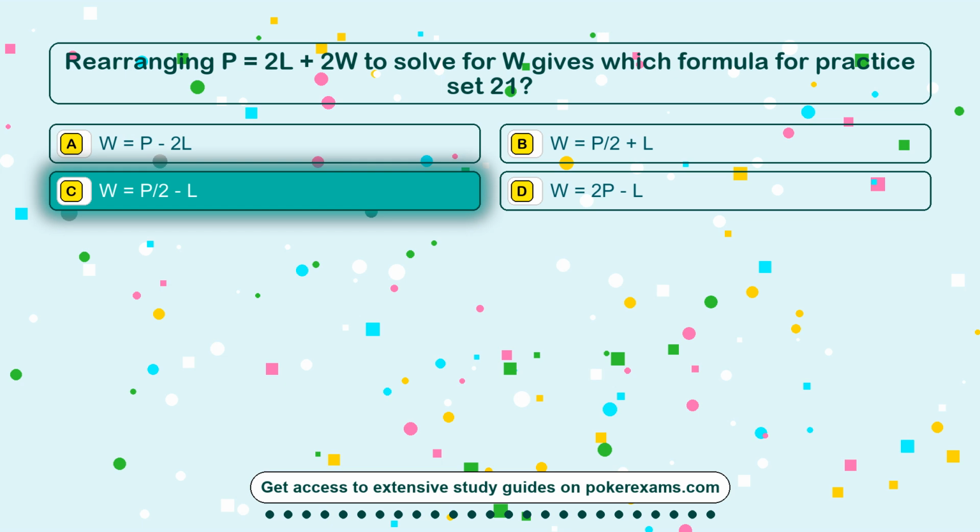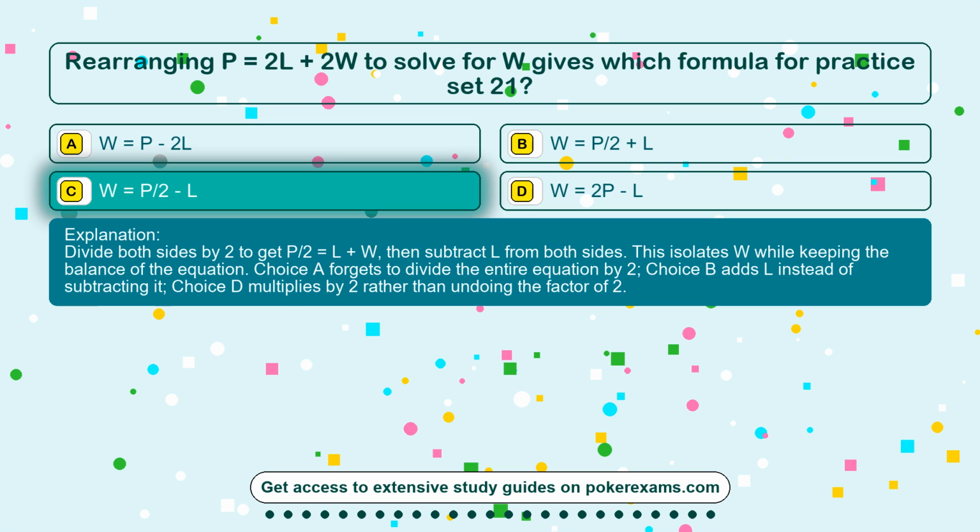The correct answer is option C. W equals P/2 minus L. Divide both sides by 2 to get P/2 equals L plus W, then subtract L from both sides. This isolates W while keeping the balance of the equation.